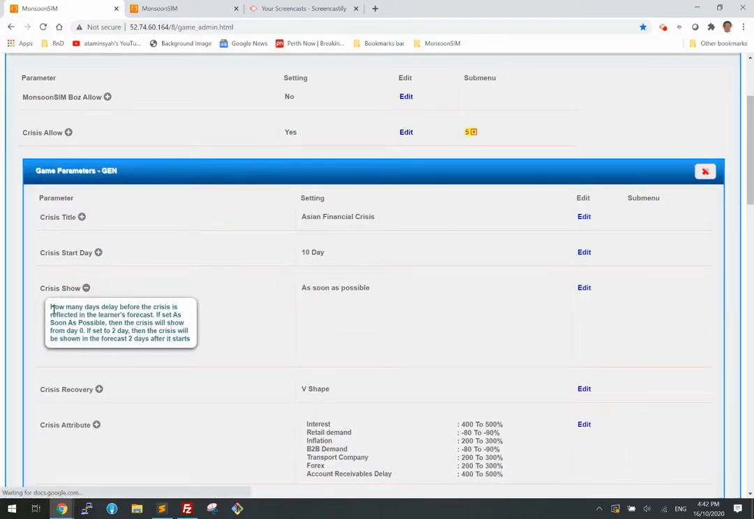Now, let's read this. It says how many days before the crisis is reflected in the learner's forecast. If it is set to as soon as possible, then the crisis will show up from day 0. If it is set to day 2, then the crisis will be shown in the forecast 2 days after it starts. So this is how lenient you want to be with your students. If you want to give them as much notice as possible, then set it to as soon as possible. Otherwise, set it to 1, 2, 3, 4 days after it happens.